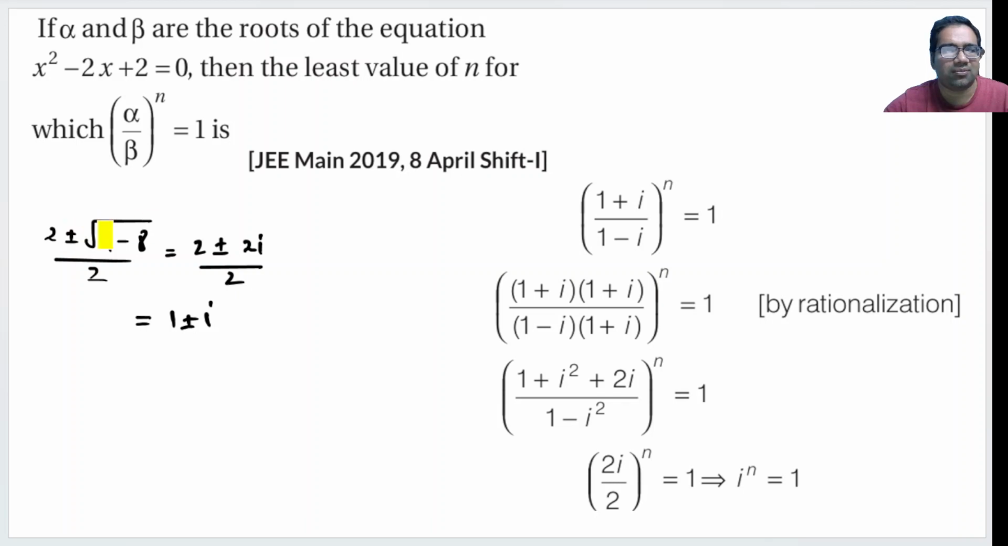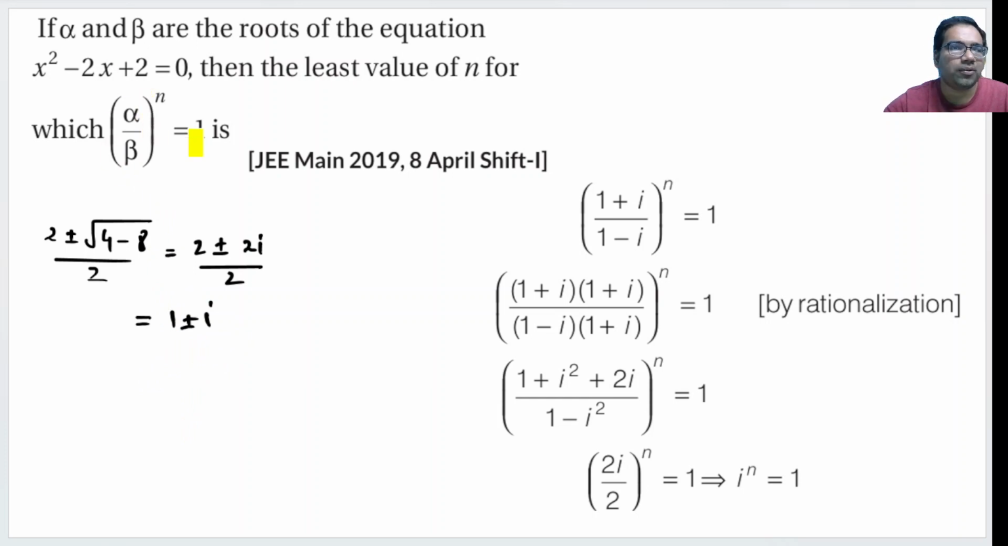Root of minus 4, what is it? 2i, right? Minus 4 is 2 square i square, so root of minus 4 is 2i. So 2 plus or minus 2i by 2. That means if we take 2 common, 1 plus or minus i. These are the roots. Alpha is 1 plus i, beta is 1 minus i.